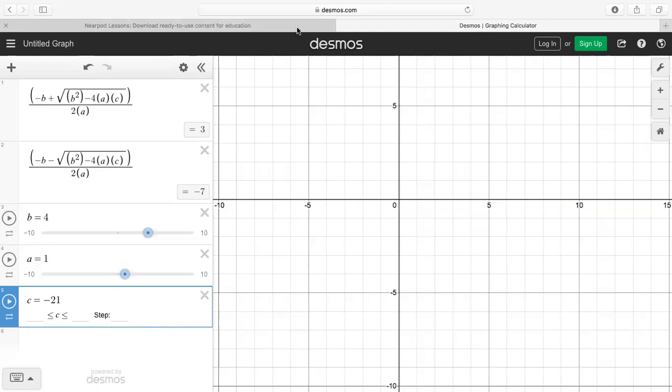Oh, you forgot the 4 AC. B squared minus 4 AC. Okay. So you can just type in the quadratic formula and put in your A, B, and C to get your answer.